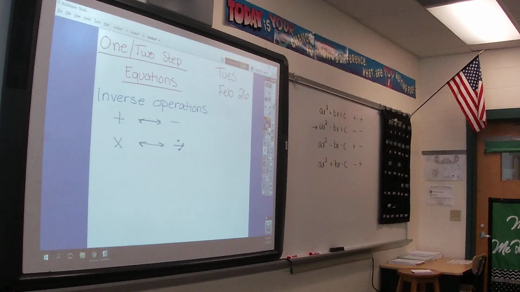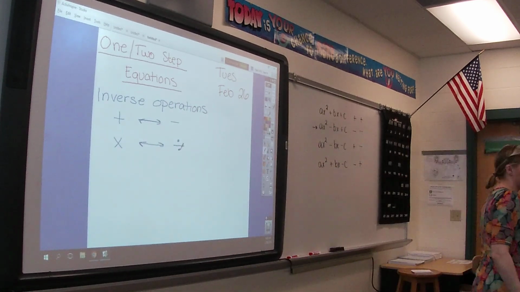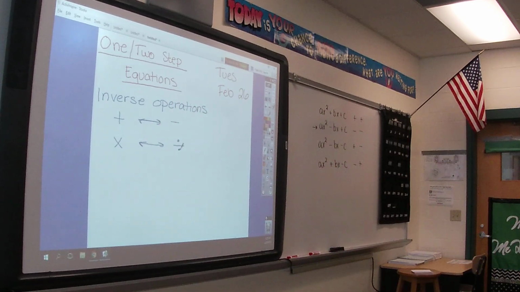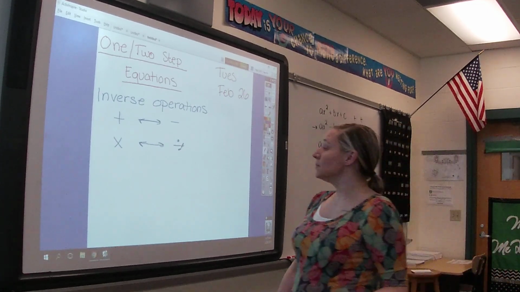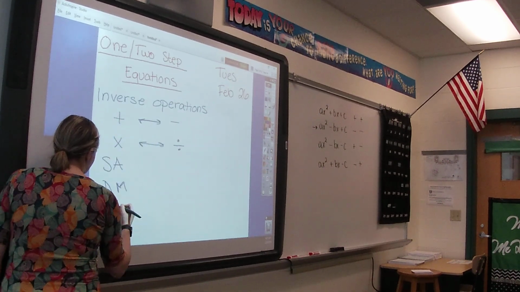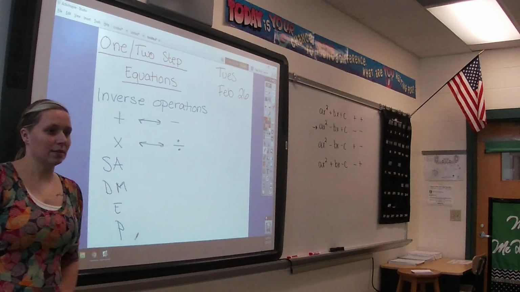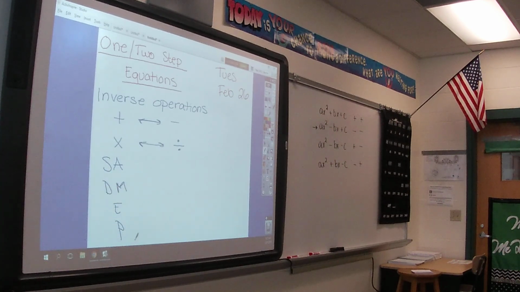It's also important to understand that we can't undo pieces in any random order. What we need to do is order of operations backwards. Most of us know PEMDAS for order of operations. PEMDAS backwards is going to be SADMEP, except I'm writing it kind of weird. It's just PEMDAS, P-E-M-D-A-S, but backwards it's SADMEP. I don't know how else you would say it, but whatever.